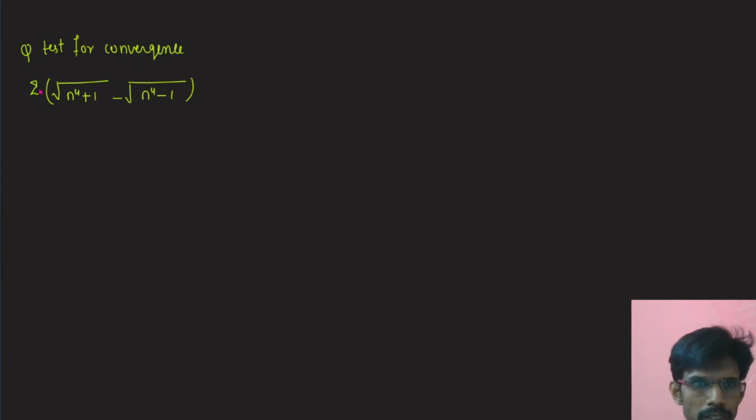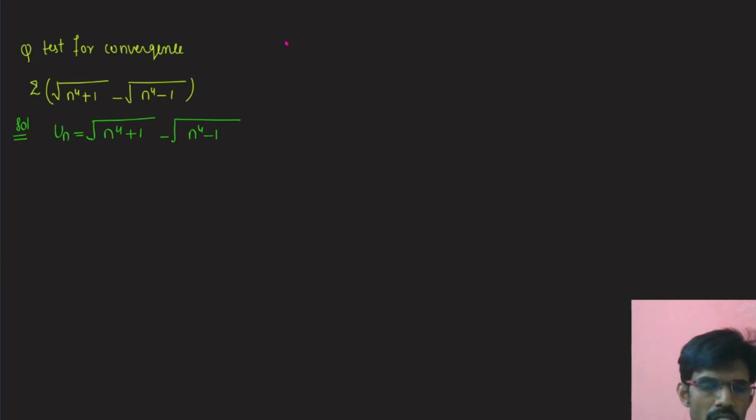Test for convergence: sigma root over n power 4 plus 1 minus root over n power 4 minus 1. Here the general term Un is root n power 4 plus 1 minus root n power 4 minus 1. We have root terms in the numerator. Now for this kind of question we rationalize this numerator.